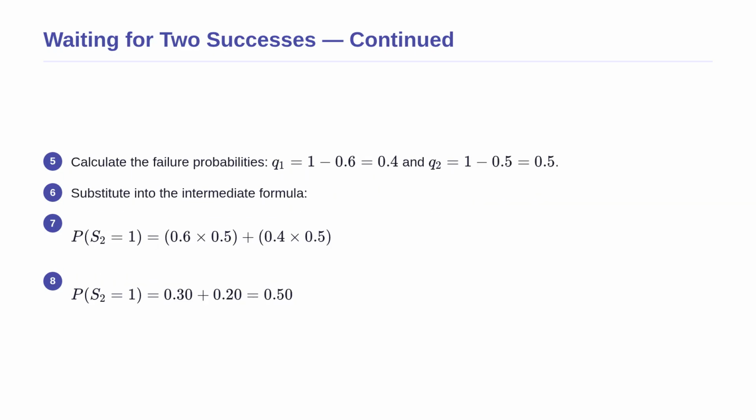Continuing with our calculation, we need to substitute the given values into our intermediate formula. We must remember that the failure probability Qi is always 1 minus Pi. So Q1 is 0.4 and Q2 is 0.5. We substitute 0.6 for P1, 0.5 for Q2, 0.4 for Q1 and 0.5 for P2. Multiplying these pairs gives us 0.30 plus 0.20. Adding them together, we find that the probability of getting exactly one success in the first two trials is 0.50. We are now ready for the final step.